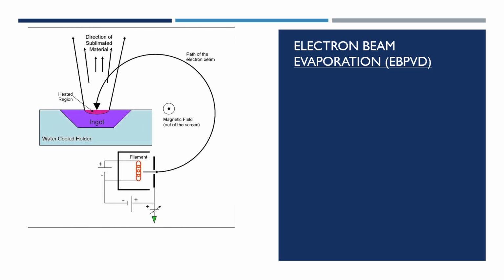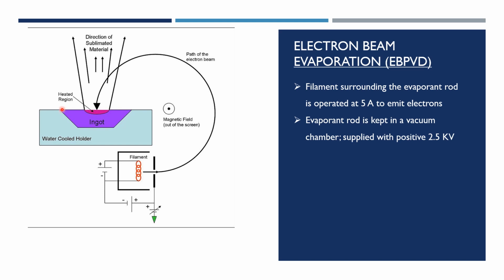So the first one is the electron beam evaporation, or the electron beam physical vapor deposition. The figure shows the schematic representation of this process. Here there is a filament which is connected to a current supply of 5 ampere, which is a larger magnitude, and this filament will be emitting electrons for this process.